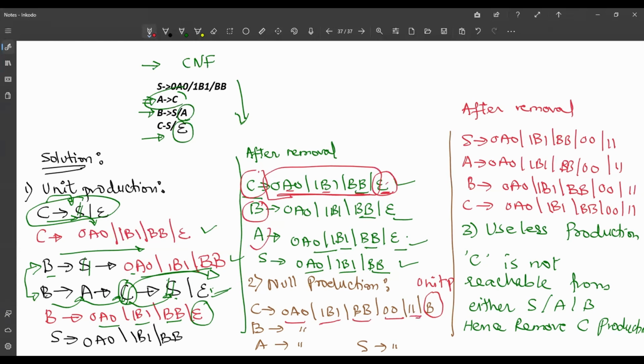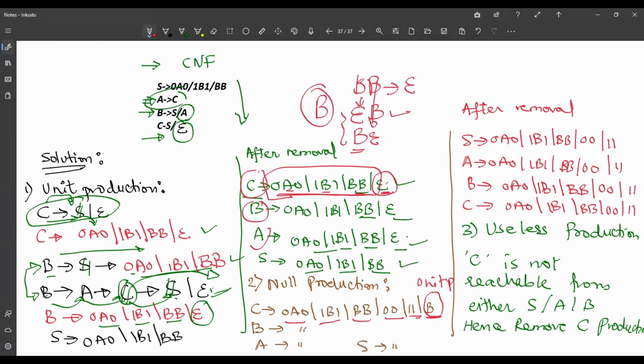And if we have two B's here, whenever we substitute the value of epsilon, we will get a single B in either form. For example, if we put epsilon for the first B, we get B, and if we put epsilon for the second B, we also get a single B. So in either case we get the single B, and we write a single B here.